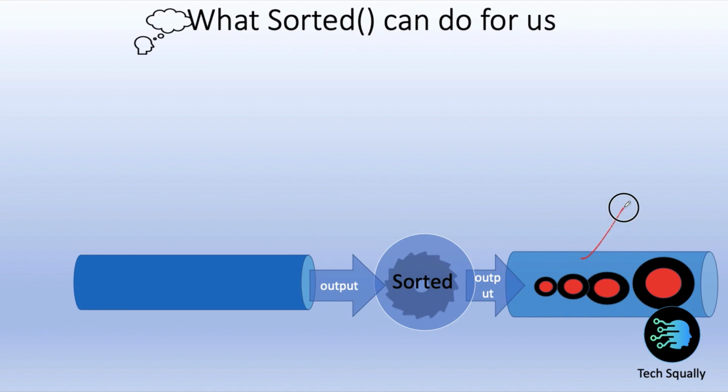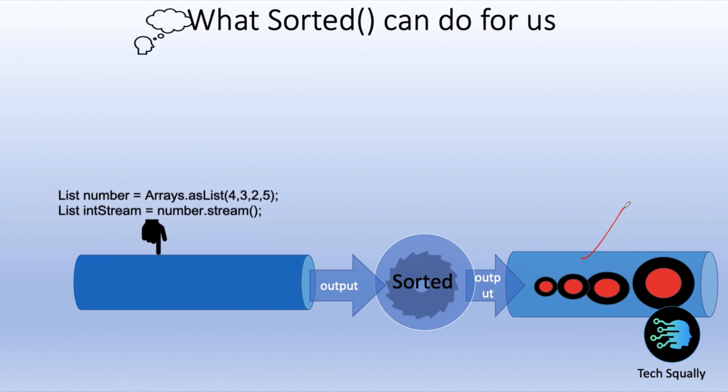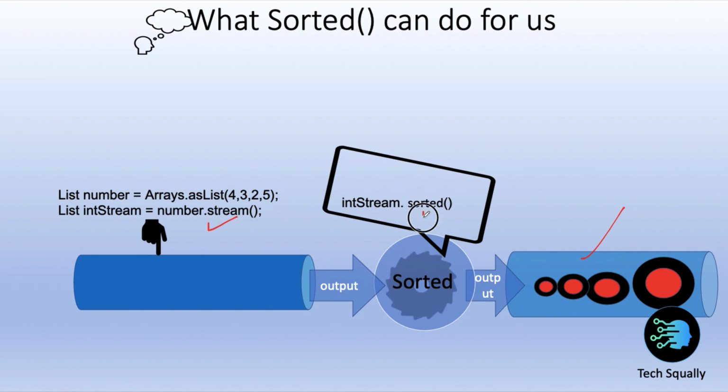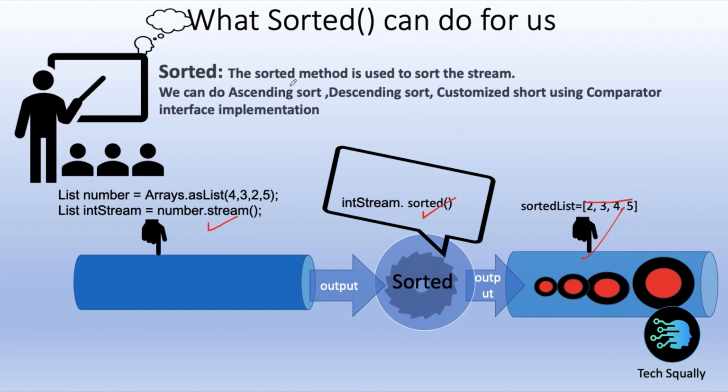So now this stream is with sorted objects. If we see the example, we took an integer list, and on that integer list we created a stream, and on that stream we applied sorted, and we get the sorted stream list. If we see the definition, the sorted method is used to sort the stream, and we can do ascending sort, descending sort, or customized sort using the comparator interface. Let me show you by code example also.